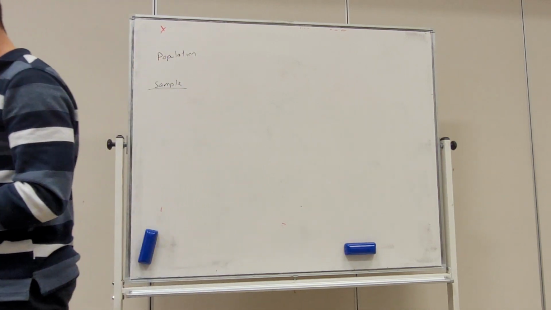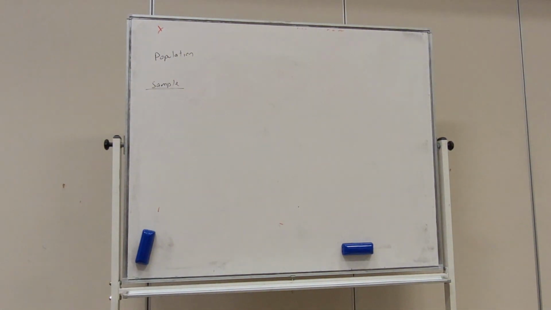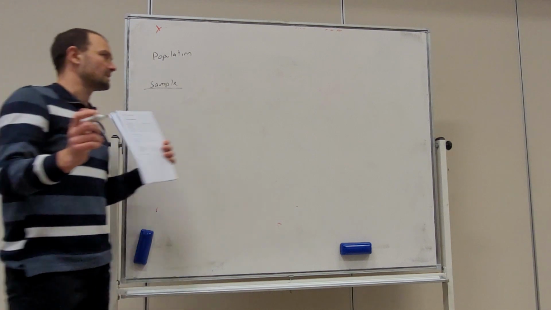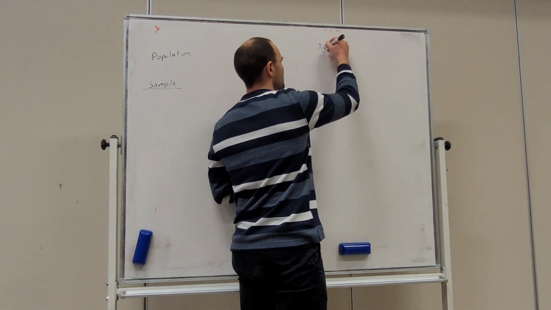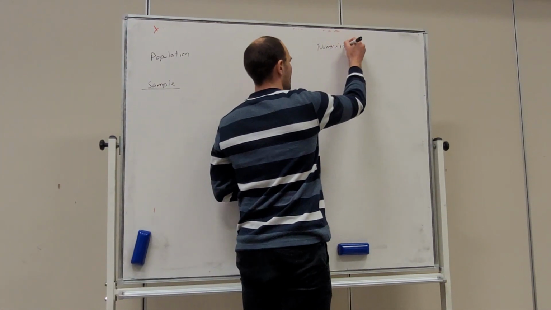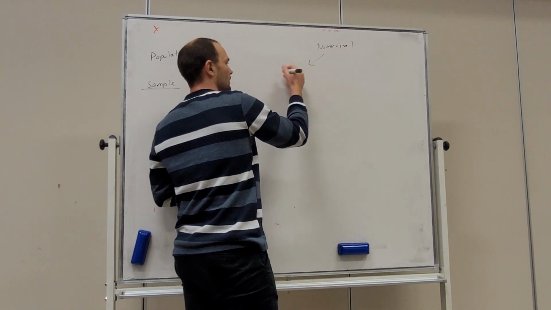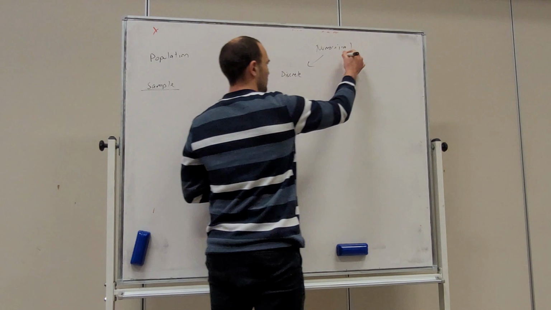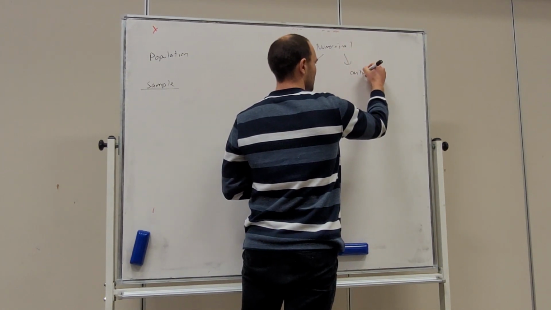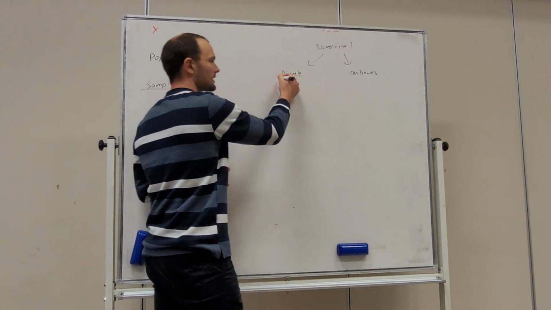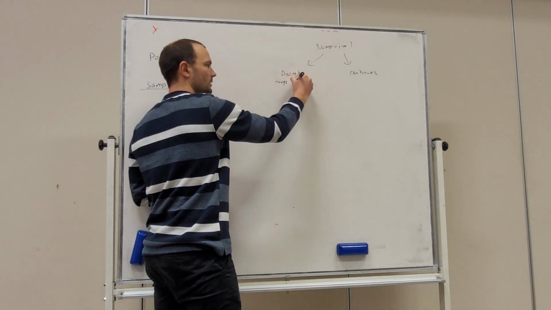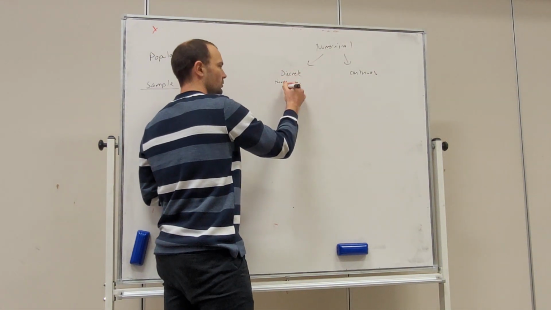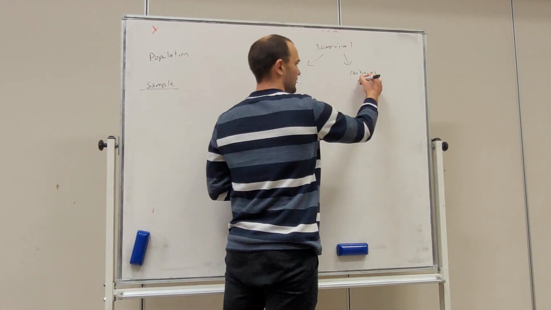We've got distribution, outliers and so forth. Now, within numerical data, we have two types of data. We have discrete and continuous. And the difference between these is discrete is things you count. Continuous is things you measure.